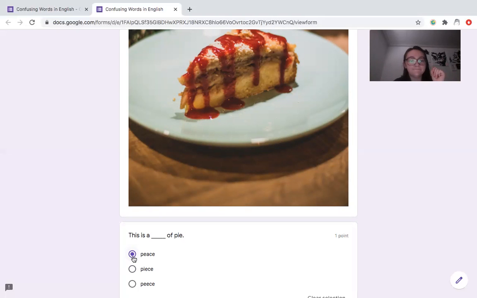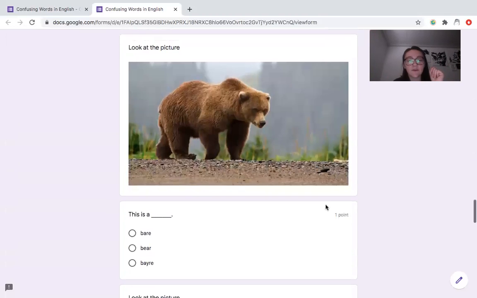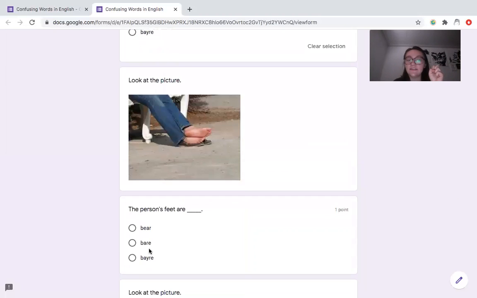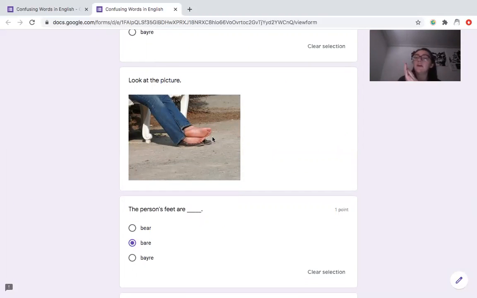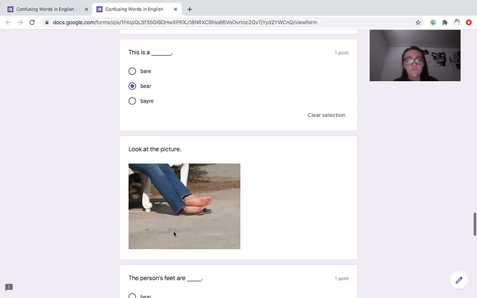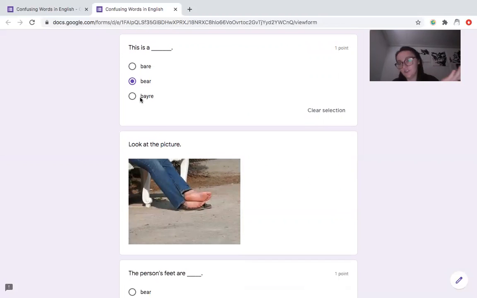Now my computer is freezing. Okay. So this picture is of a bear, B-E-A-R, right? Because this "bare," B-A-R-E, is like bare feet, right? When there's nothing on it, no clothes or something. And this one, "bear," B-E-A-R, is an animal. And this other one is just a weird way to spell it. It doesn't mean anything.